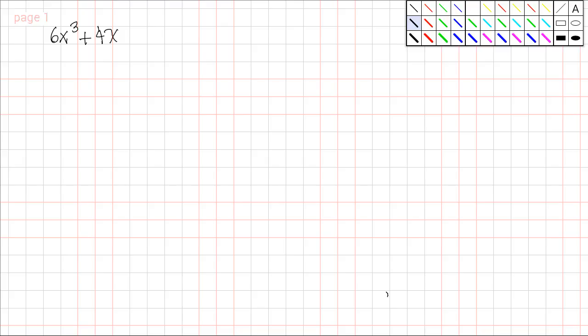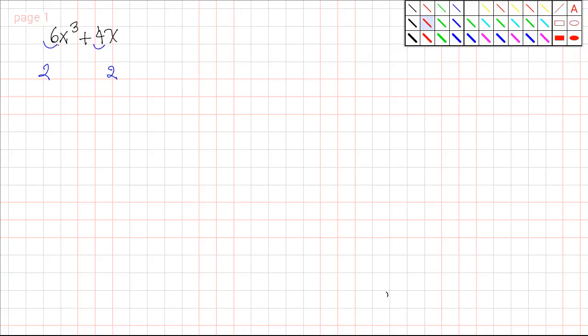Now here we have a binomial, and this is a binomial because it's composed of two monomials, 6x cubed plus 4x. When we look at these two monomials, we notice that between the 6 and the 4 we have a common factor, and that common factor is 2. Also, when we look at the variable part of each monomial, they have an x as a common factor. So I can rewrite each one of those monomials as 2x times 3x squared plus 2x times 2.